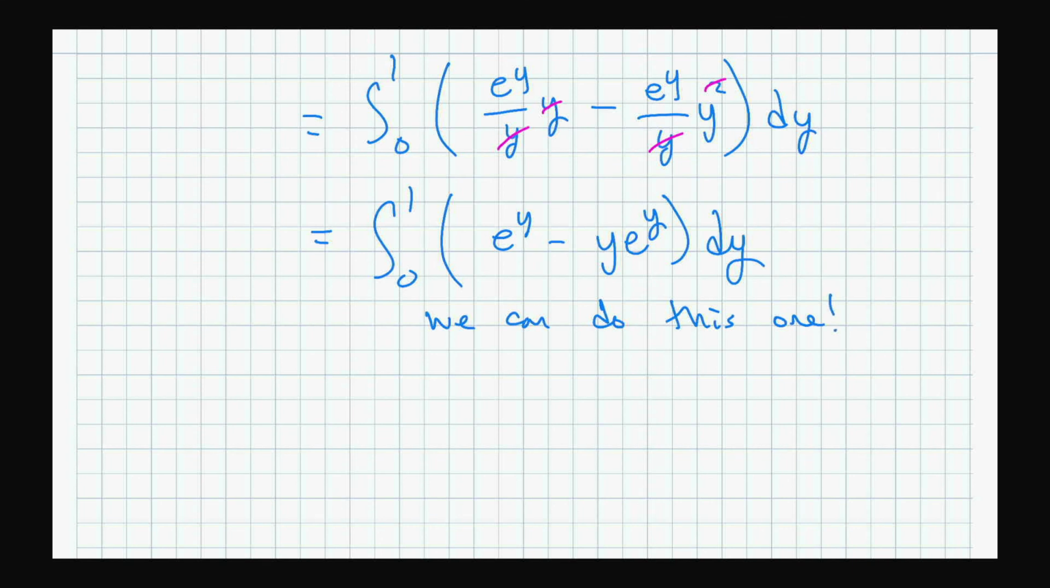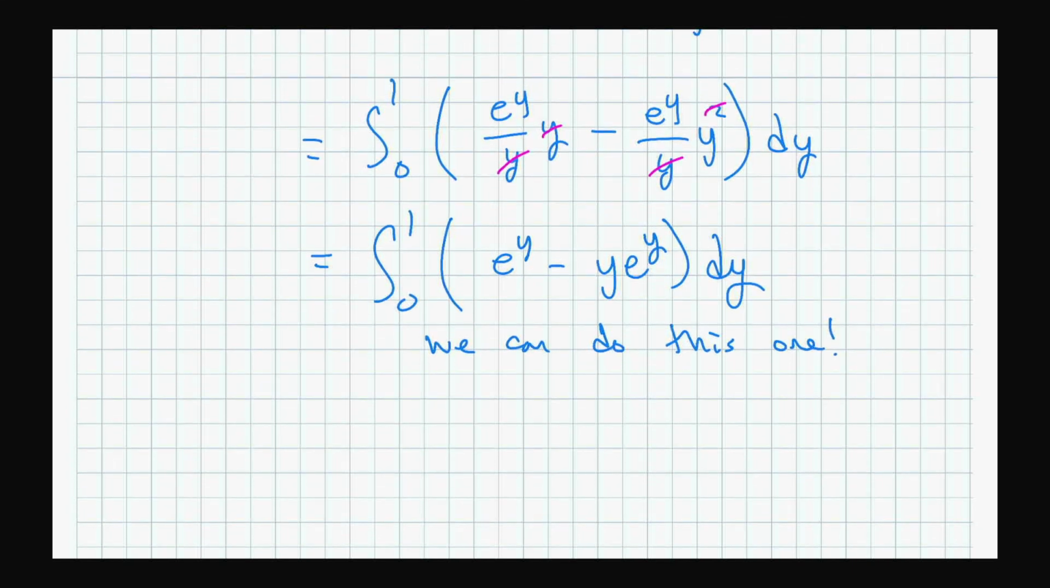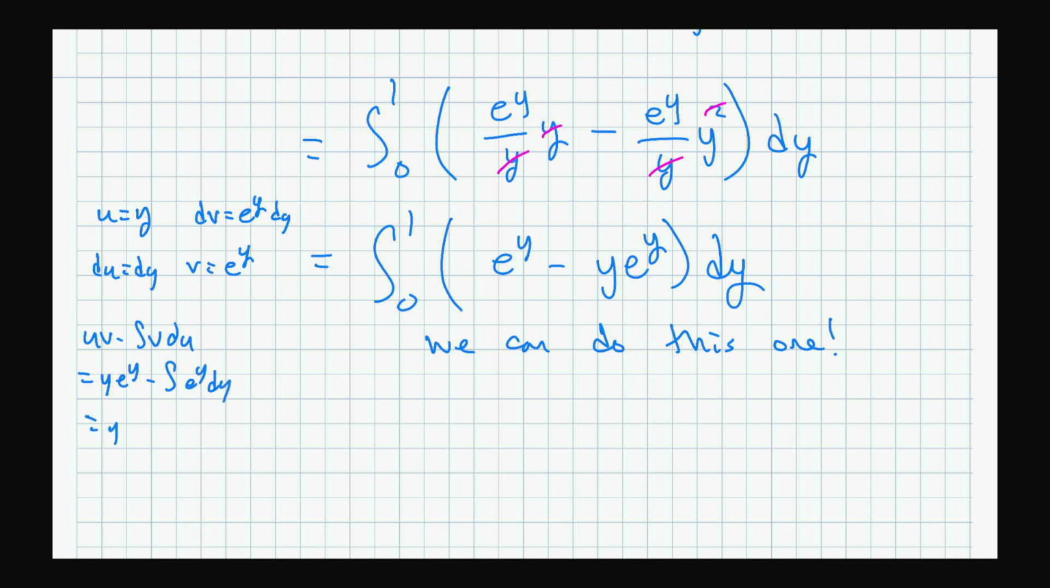Right? And we already did the integral of x e to the x. Remember, you can do u equals y, dv equals e to the y. So du is dy, v is e to the y. And then when you do your uv minus integral v du, you get y e to the y minus the integral of v du, which is e to the y dy, or y e to the y minus e to the y, right? So that's the same integral we did with integration by parts before.